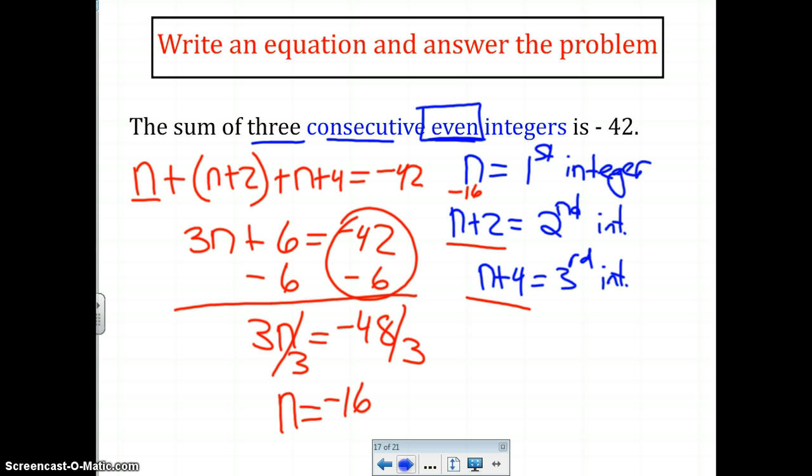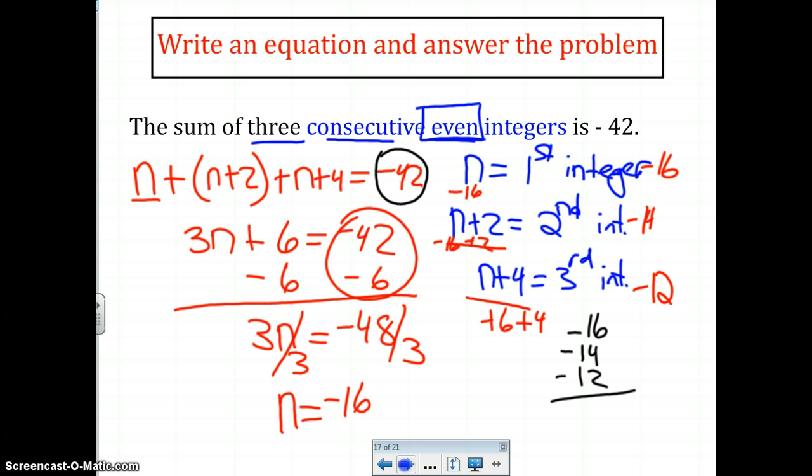To get my second integer, I can go -16 plus 2, which would be -14. -16 plus 4 ends up being -12. And I can check to see if this works. I can simply go -16, -14, -12. If I add those, I should get what I was trying to, -42. 6 plus 4 is 10, 10 plus 2 is 12. And so I have 42. I need to keep in mind these are all negative, so it does work.